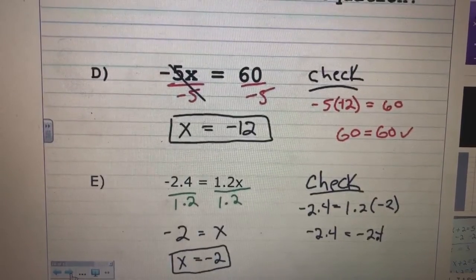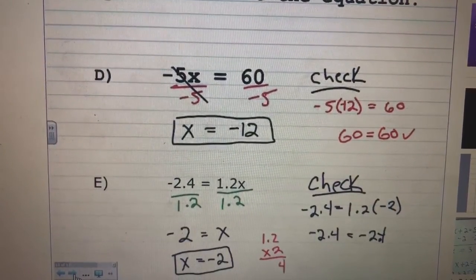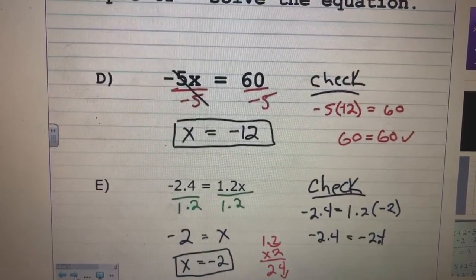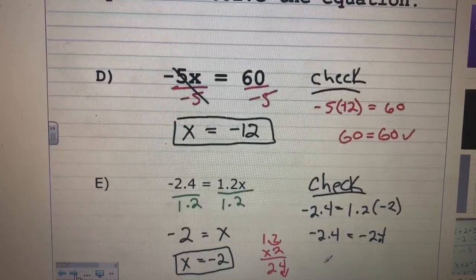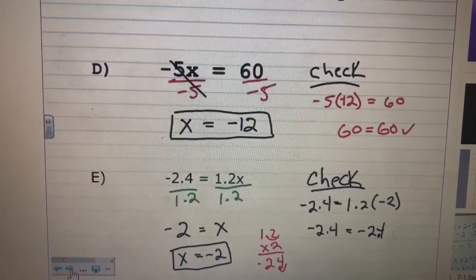And it's real simple. You just do 1.2 times 2. 2 times 2 is 4, and 2 times 1 is 2. Since this has one decimal place, this needs to have one decimal place. And since one of them is negative, it's -2.4. So our solution does check.